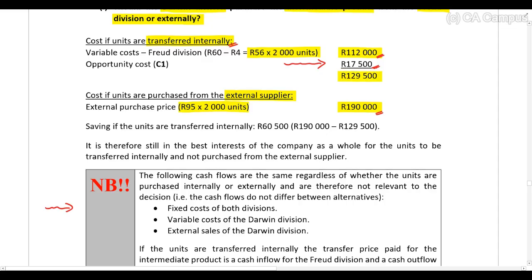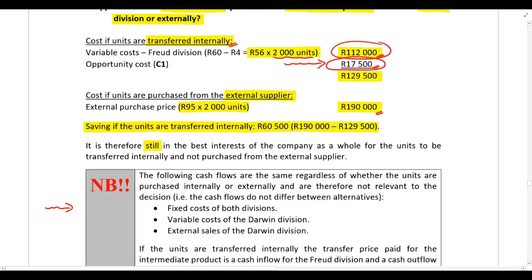So you take that opportunity cost into account over there, and now you can see the cost to the company if the units are transferred internally is 129,500 Rand. That takes into account what it will actually cost the Freud division to make the 2,000 units, and it also takes into account the fact that the Freud division is going to be losing out on some of their external sales. However, we can see the net effect is it is still cheaper for the component to rather be transferred internally. If the units are transferred internally, it is going to save the company 60,500 Rand, the difference between those two costs that we calculated above.